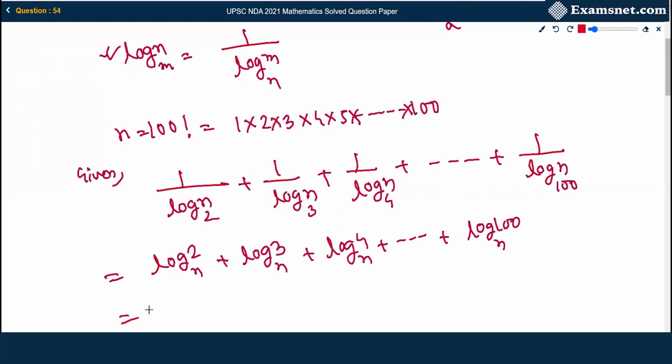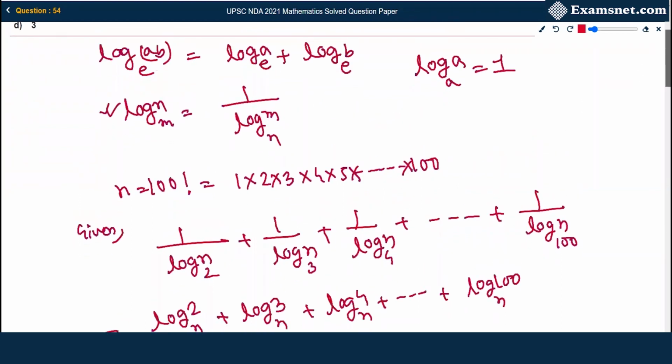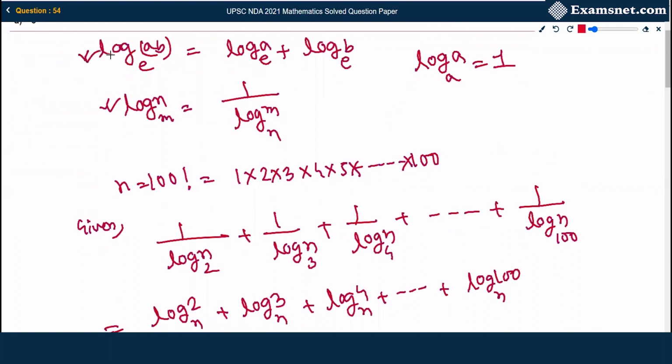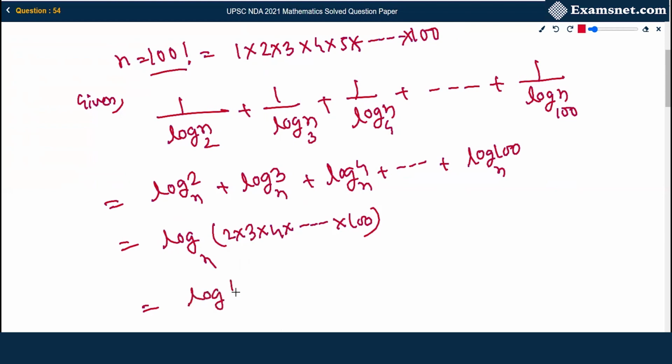Now look here, all the logs are in the base n, right? That means we can use the sum formula. So yes, log of 2 multiplied by 3 multiplied by 4 up to 100, to the base n, right? Now look here, this can be written as 100 factorial. Since it's the same value, I can replace it with log 100 factorial to the base n.